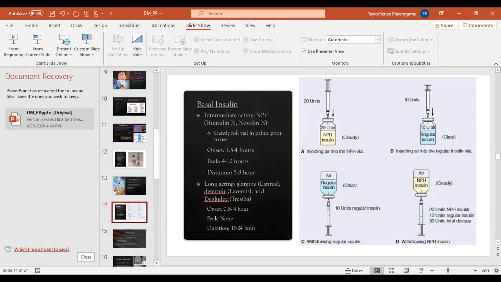Long acting, I always remembered these weird names are really long, and they're long acting, so that's how that worked for me.